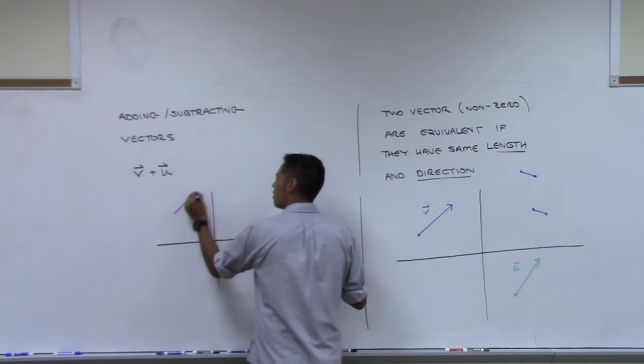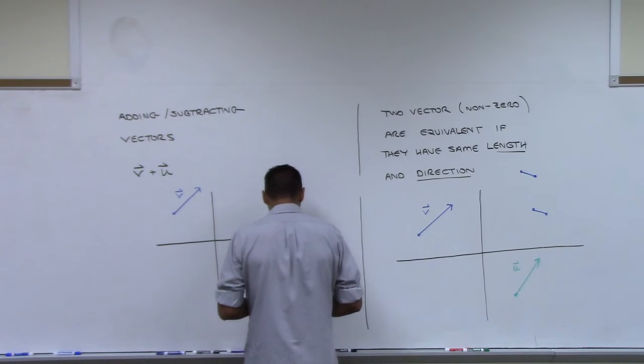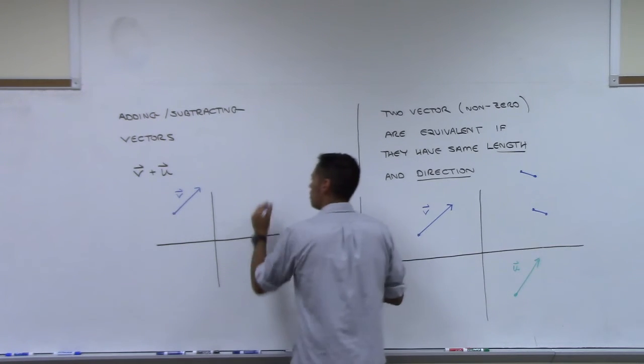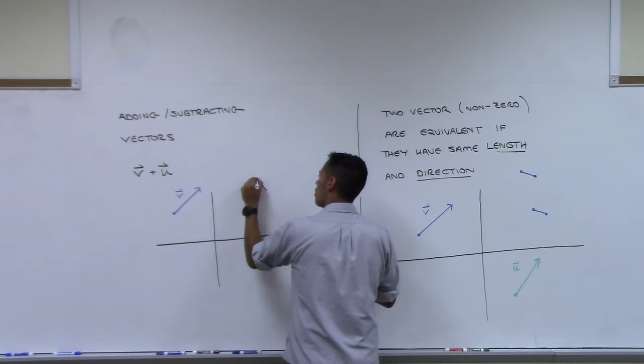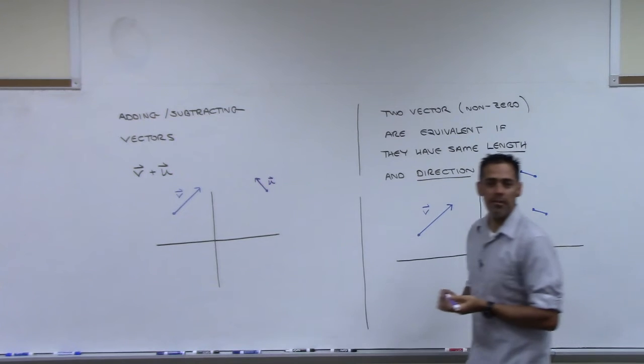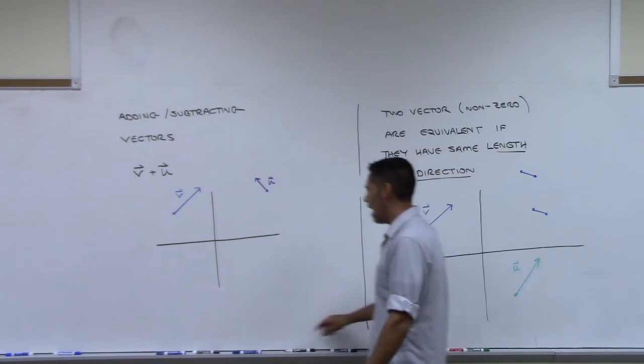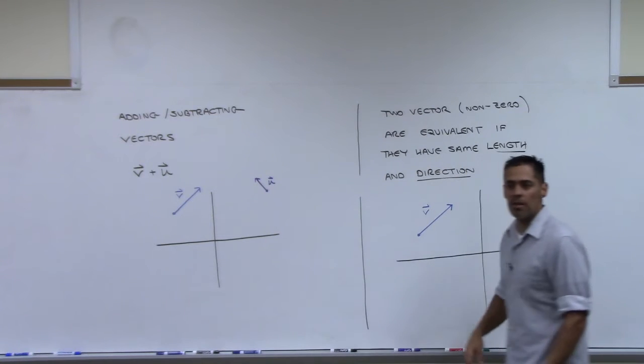Let's say this is the vector v. And then let's take another vector u. Let's put it over here. Let's make it shorter. And let's make it point in a different direction. These are not equivalent vectors, right? They are not equivalent. So what happens when we add these two vectors together? Geometrically, what happens?